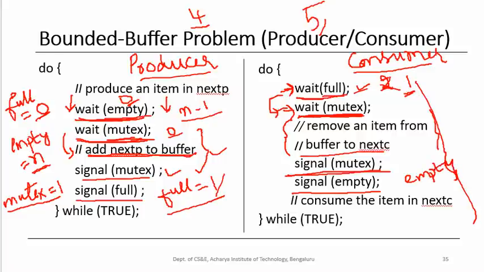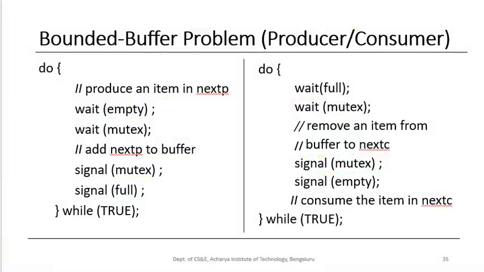Suppose if 2 items were there, how many slots were empty? Assuming that the buffer size is 5, 3 slots were empty. Now the consumer has consumed one more item, so therefore the value of empty becomes 4. So it simply gets incremented by 1. So this is the solution, a semaphore solution for the bounded buffer problem. I hope you have understood.